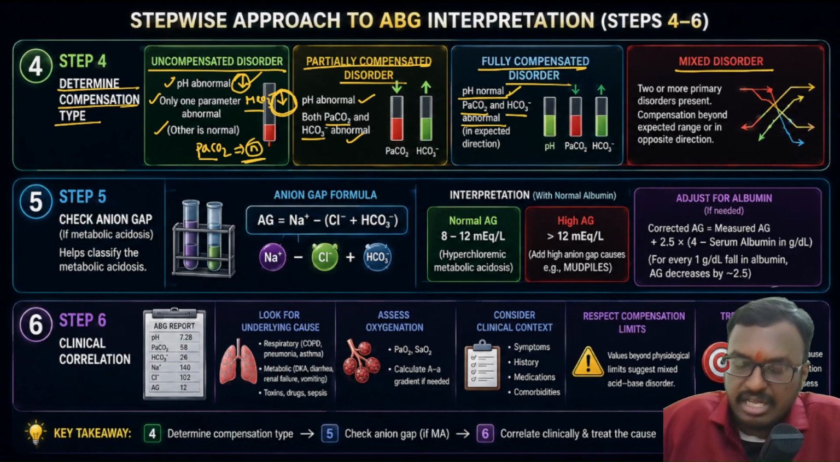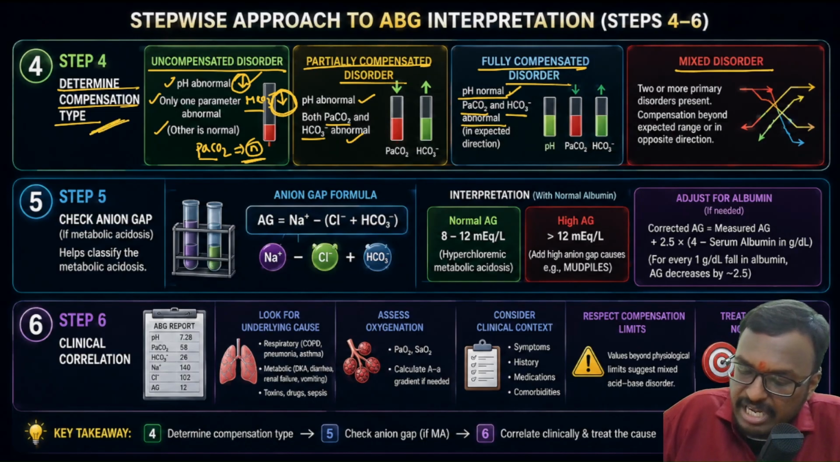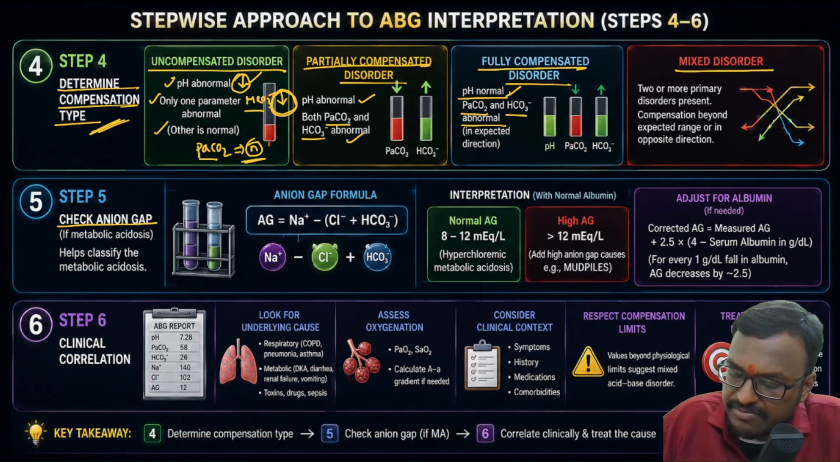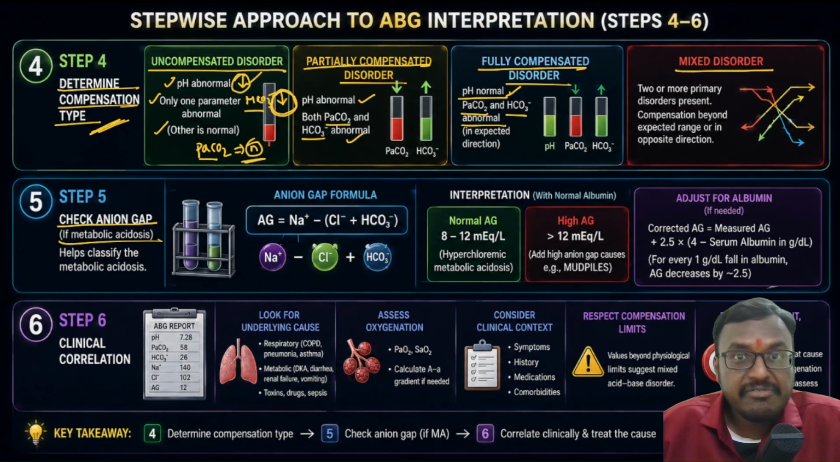Once we have understood the stage of the compensation, we have to check for the anion gap. That is the fifth step. Especially we have to check if it is metabolic acidosis. At this point, you have to ask what type of metabolic acidosis this is. That is where the anion gap becomes extremely useful.